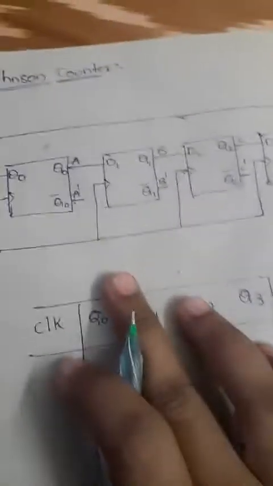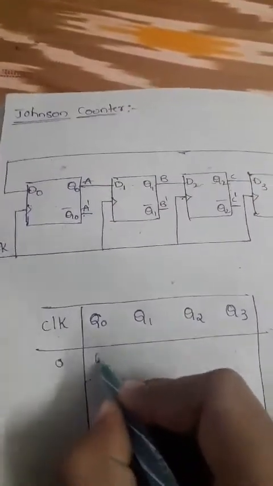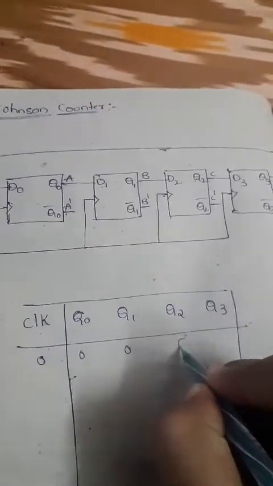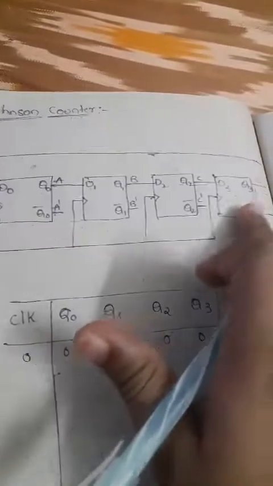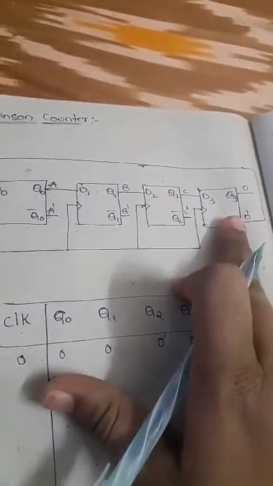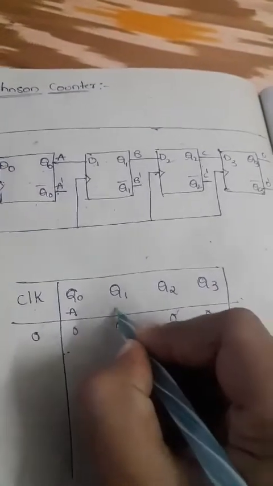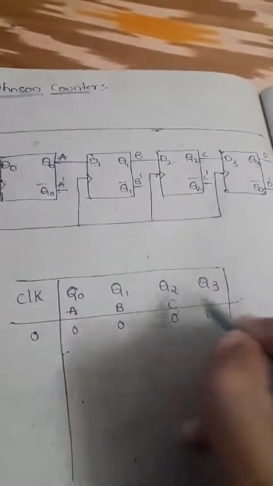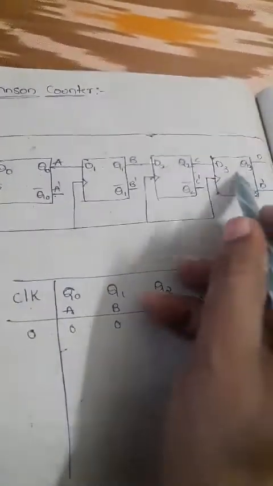So now we'll see the circuit operation here. Observe that initially, whenever the clock is 0, all the flip-flop outputs will be what? Zeros, because the clock is in the inactive position. So all the flip-flop outputs will be 0. You can represent it here: Q0 is A, Q1 is B, Q2 is C, Q3 is D. I am sure I already presented A, B, C, D.